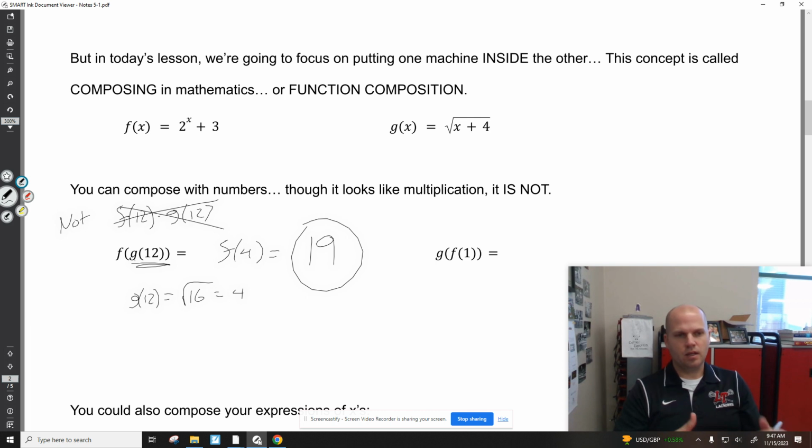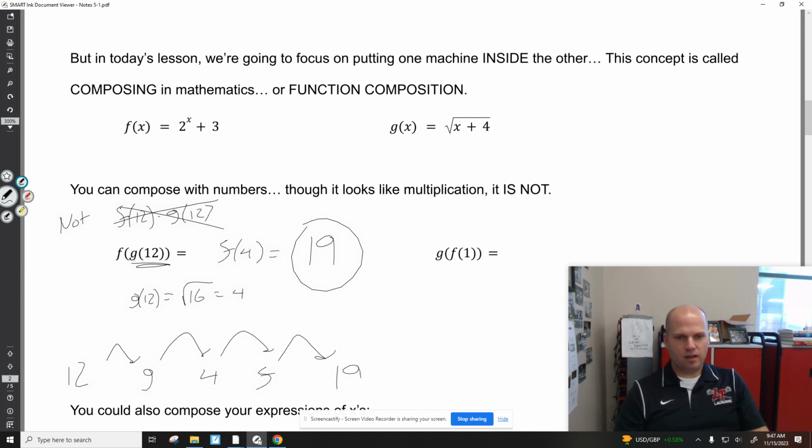This is my number 12 plugged into G. G outputted 4. 4 then got plugged into F, and we got the output of 19. We take the number and let the machines do their work. We get our answer. This is function composition.